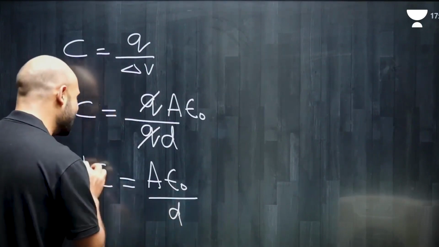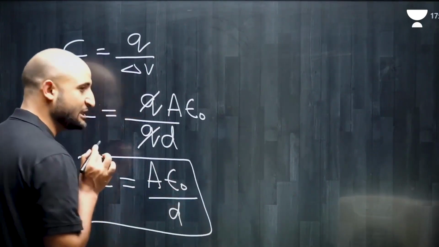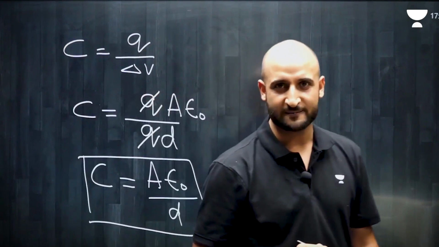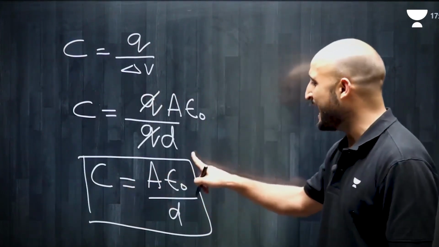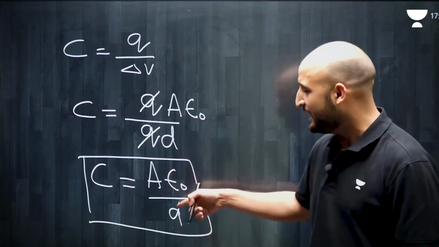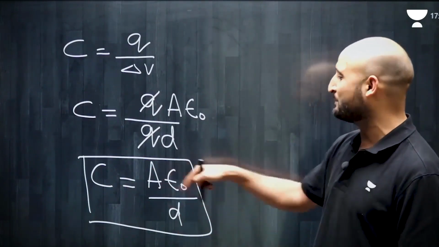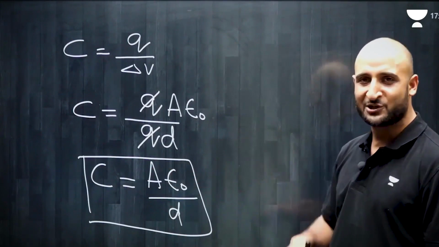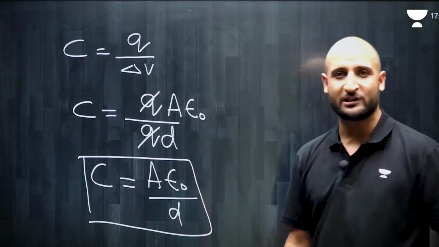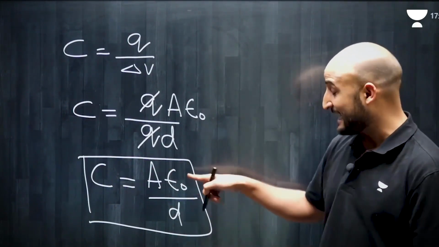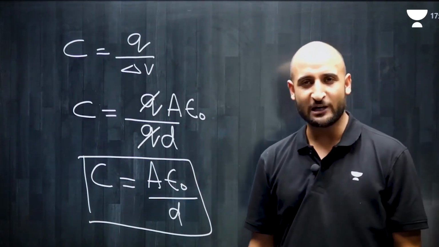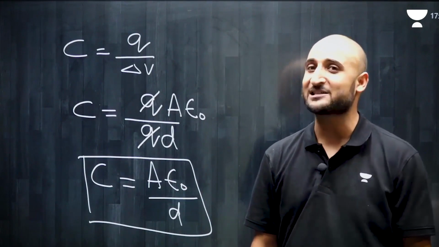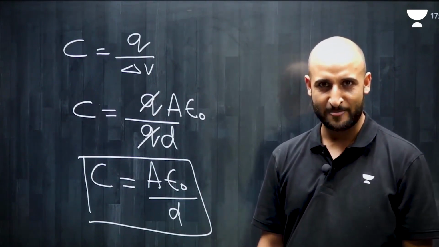So let me tell you guys that this equation is going to be very, very important for us. Capacitance of a parallel plate capacitor, C is equal to A epsilon naught by D. Again, it depends on the geometry, the area of the plates, the distance between the two plates, and it also depends on the medium. That's why it depends on epsilon naught. So that is the capacitance of a parallel plate capacitor, right?